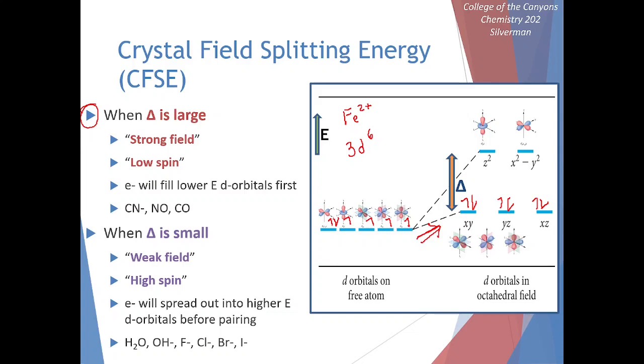We call this low spin because we tend to have more paired electrons. We call this strong field because there is a lot of repulsion from our ligands, and that crystal field splitting energy is larger. This delta tends to be large when we have certain ligands. Cyanide, nitrogen monoxide, carbon monoxide. These are some, quote unquote, strong field ligands.